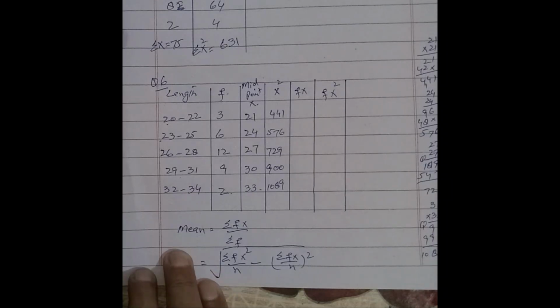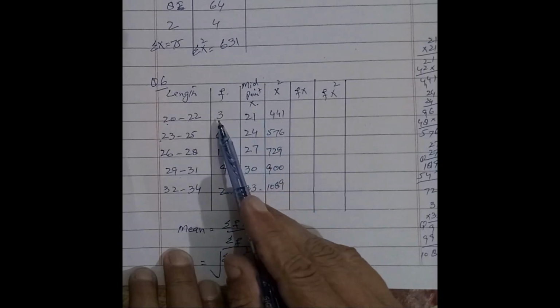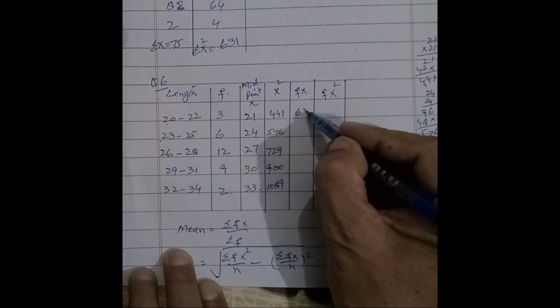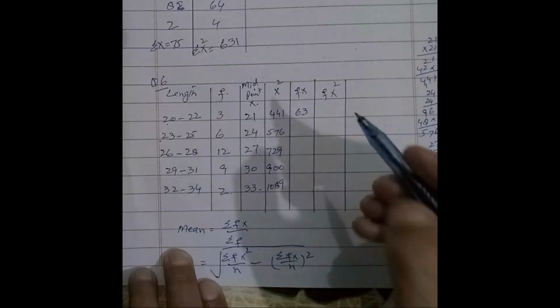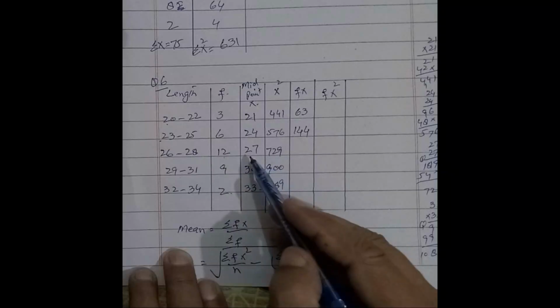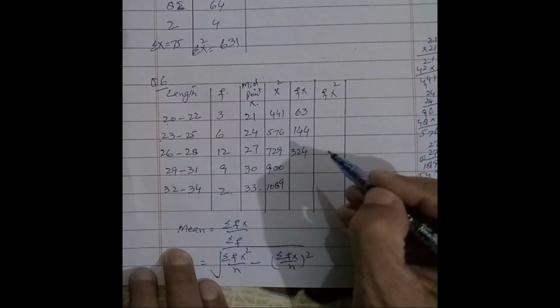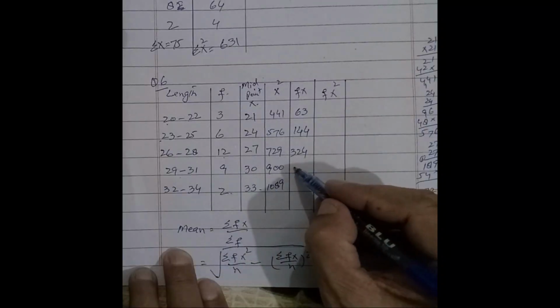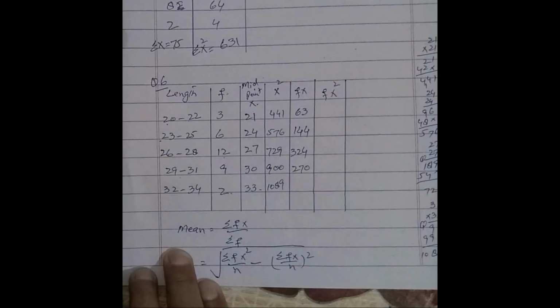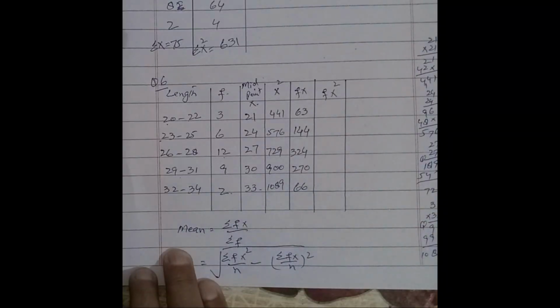And the next is fx, meaning multiply f with x. We get 21 multiplied by 3, it is 63. 6 multiplied by 24, it is 144. 12 multiplied by 27 is 324. 9 multiplied by 30 is 270. And 2 multiplied by 33 is 66.